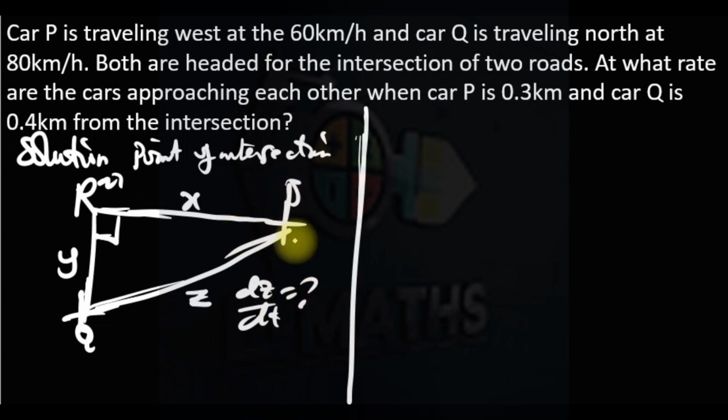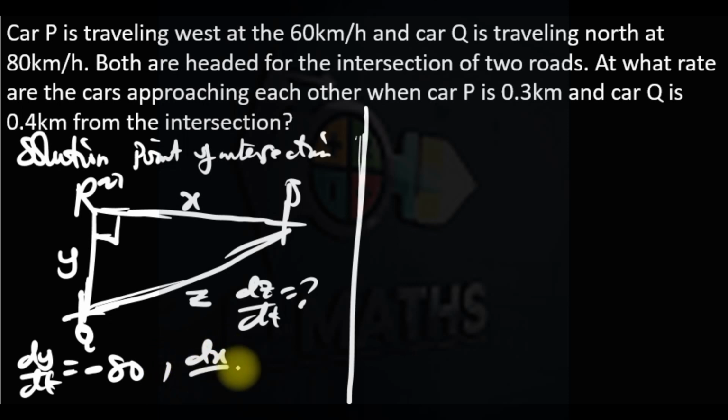For Y, they gave us dy over dt, since Q is approaching, they said it is 80. Remember, as they are moving towards R, it will be decreasing, so minus 80. dx over dt, as P is moving, is also decreasing, so minus 60. So the unknown is dz over dt.